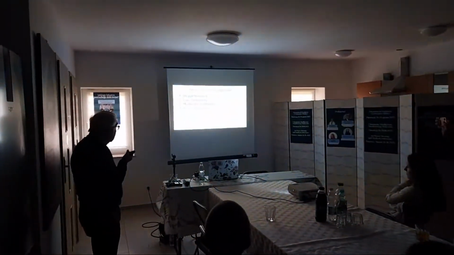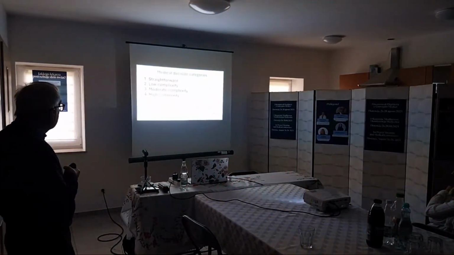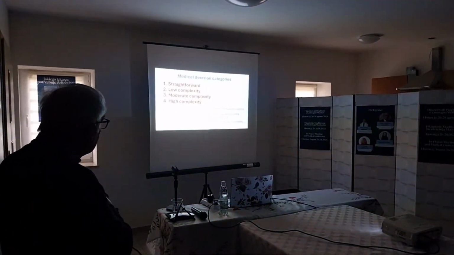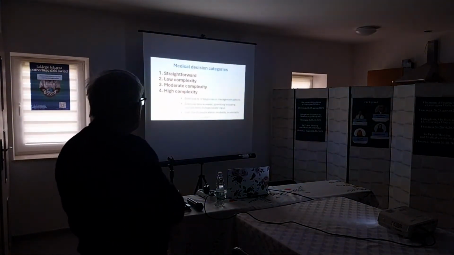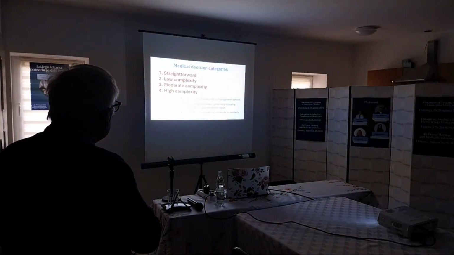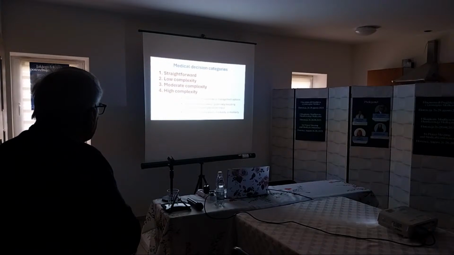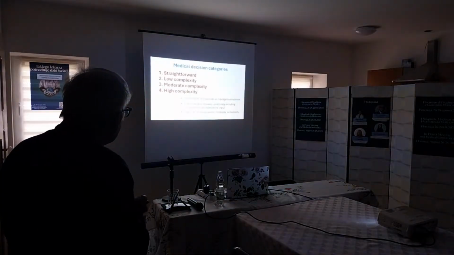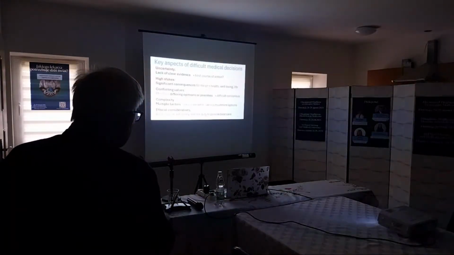Ethical decisions can be divided into different categories according to complexity: straightforward, low complexity, moderate, and high complexity. The high complexity ones are those that require an extensive number of diagnoses or management options, extensive data reviewed, potentially including multiple tests, specialist input, and high risk of complication, morbidity and mortality. So these are the most complex, for which usually you ask for advice.